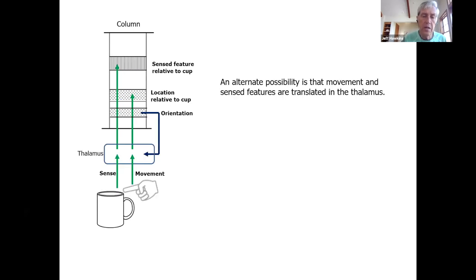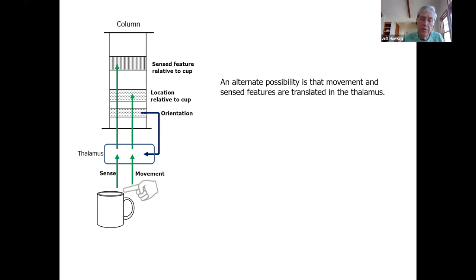The different idea is the following: that this translation is occurring in the thalamus. We know that everywhere in the cortex, for every cortical column, feedforward information goes through the thalamus, even from other cortical areas. And it goes to these things called relay cells. So here you see, from the tip of my finger touching the cup, I would have a sensation, what I'm feeling, and I'd have movement data. And it's going to go through the thalamus.